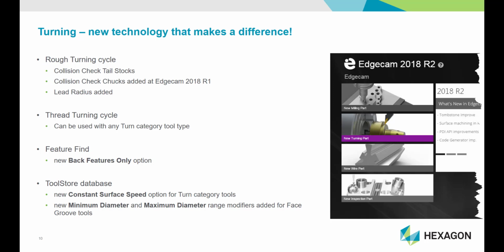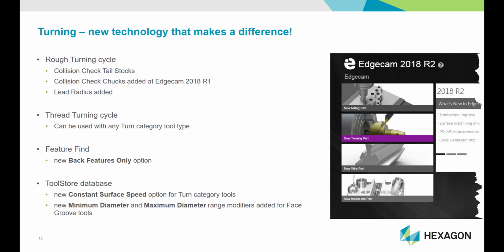On the thread turning cycle, this has been improved to now be able to work with any category of the turn tool types. That could be turning tools, boring tools, groove tools, as well as threading tools. Previous versions of software permitted the thread turning cycle to be used only with thread turn tools, so this is helpful to many users.